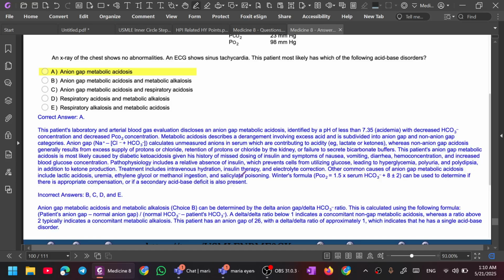Anion gap metabolic acidosis and respiratory acidosis will be indicated by acidemia with decreased bicarb concentration and increased PCO2 concentration. This patient's PCO2 concentration was decreased, arguing against respiratory acidosis. There is some degree of respiratory compensation with metabolic acidosis, with Winter's formula being used to determine if appropriate respiratory compensation is occurring. This Winter's formula yields an estimated PCO2 of 21 to 25, and his is 23, indicating appropriate respiratory compensation without a secondary respiratory acidosis, which would be marked by PCO2 above 25.